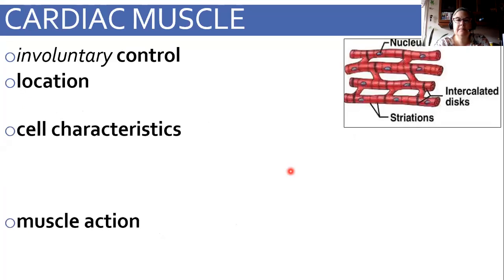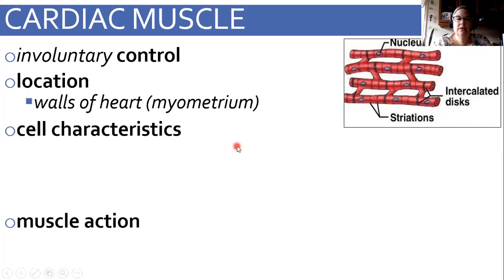Okay, the next one is our cardiac muscle, okay? So our cardiac muscle, again, involuntary control. We can't will our cardiac muscle to contract faster or slower or to stop contracting. Again, we could kill ourselves that way, right? So we don't have conscious control.